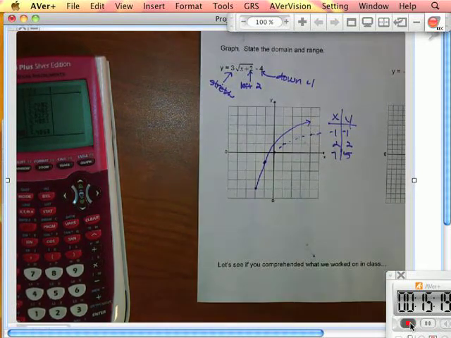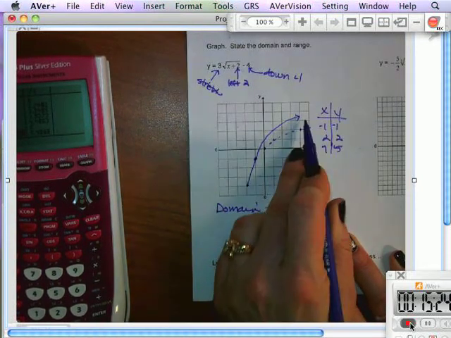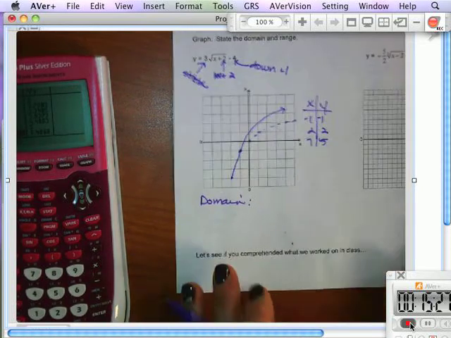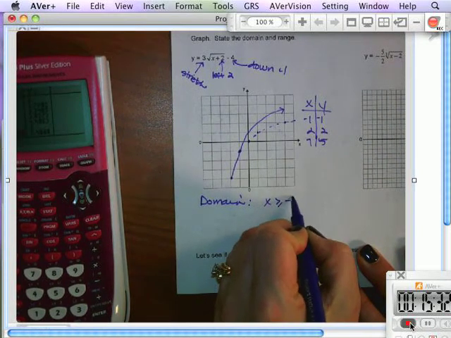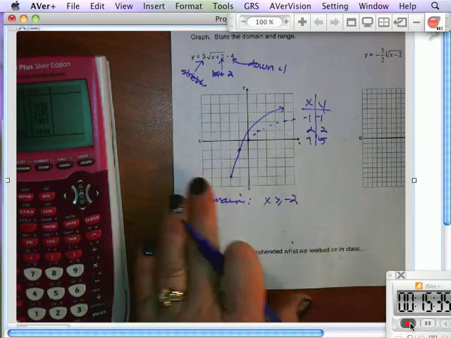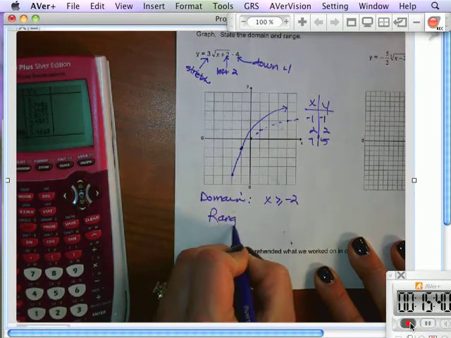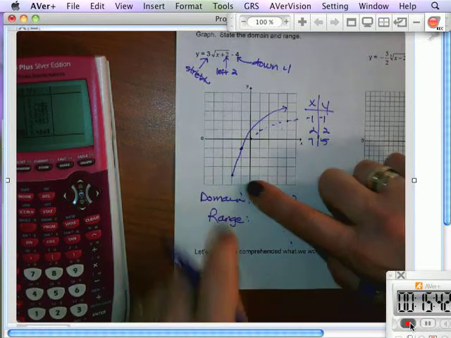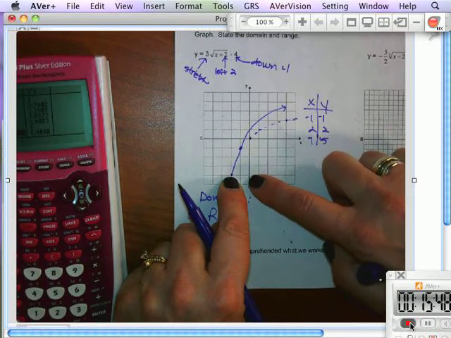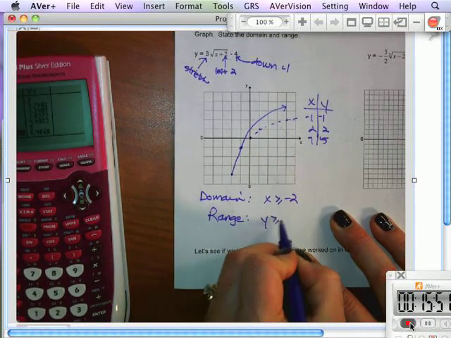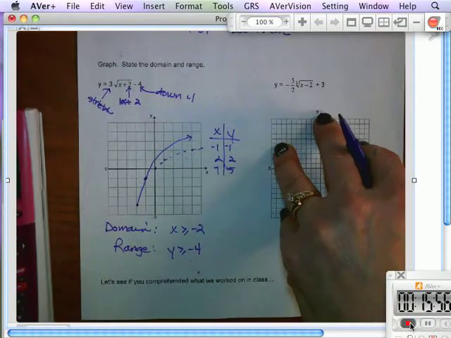Graph, now let's talk about the domain. What could x be in this graph? x is anything greater than or equal to negative 2. Look at the x-axis here, negative 2. So that's all x can be. What can the range be? Greater than or equal to what number? Negative 4. Okay? You try this one on your own.